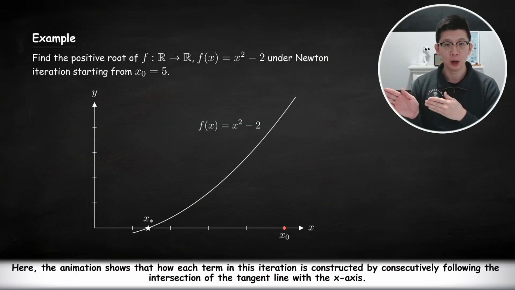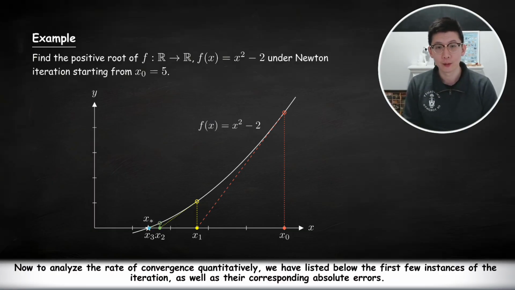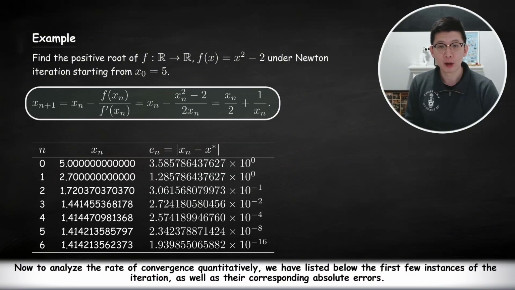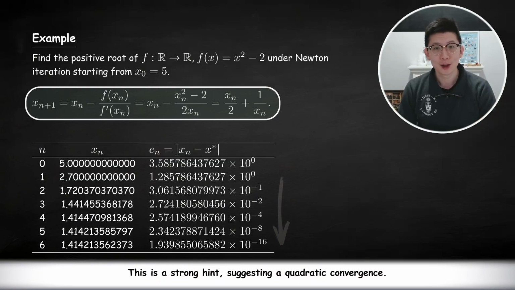Here, the animation shows how each term in this iteration is constructed by consecutively following the intersection of the tangent line with the x-axis. As you can see, after only a few iterations, we are already pretty close to the desired root. Now to analyze the rate of convergence quantitatively, we have listed below the first few instances of the iteration, as well as their corresponding absolute errors. If we look at the scales of these errors, by looking at the exponent, we see that the exponents are changing from -1 to -2 to -4, -8, until -16. This is a strong hint, suggesting a quadratic convergence.